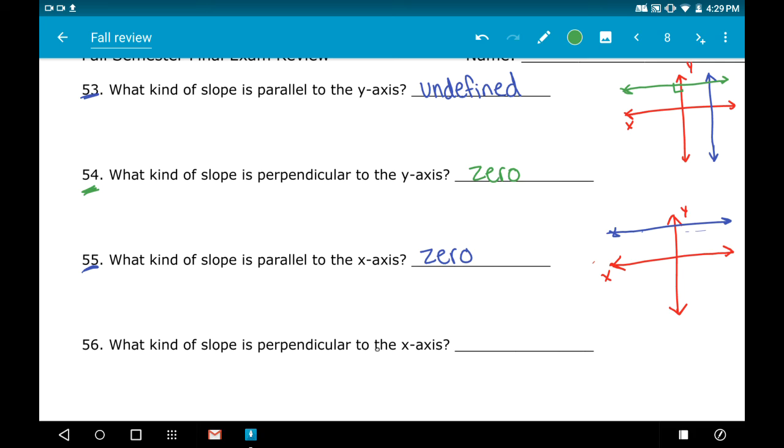If it wants one perpendicular to the x-axis, it would look like this because that makes a right angle. And the slope of a vertical line is undefined. So that's parallel and perpendicular to our axis.